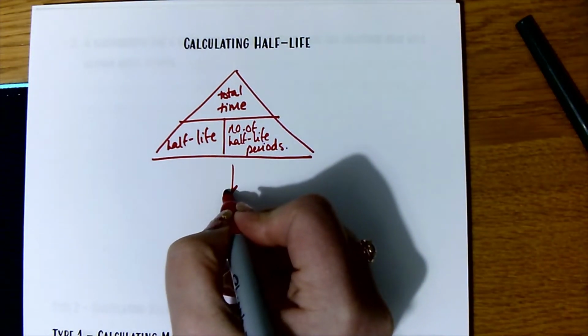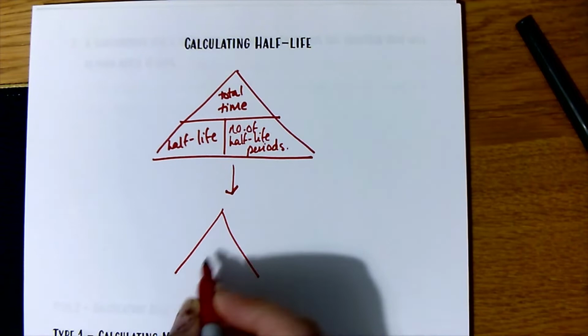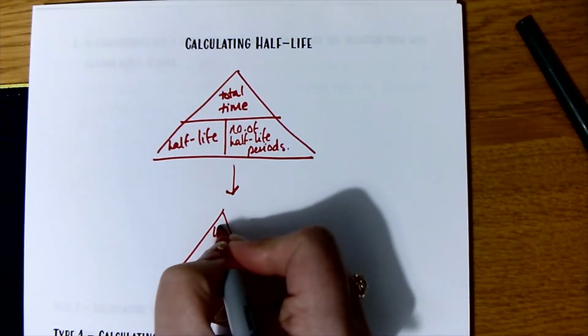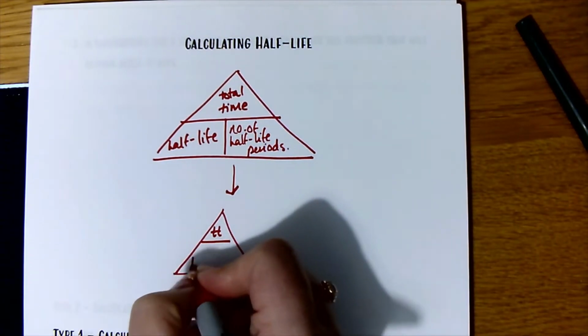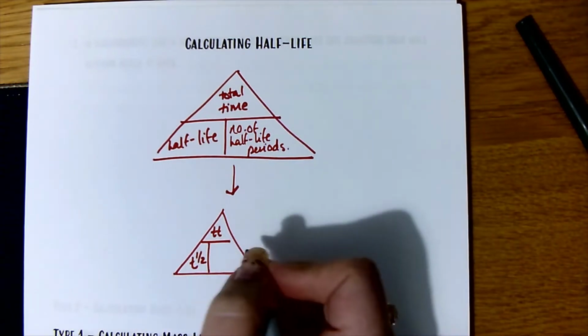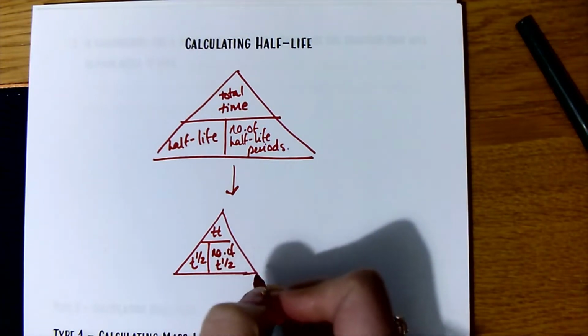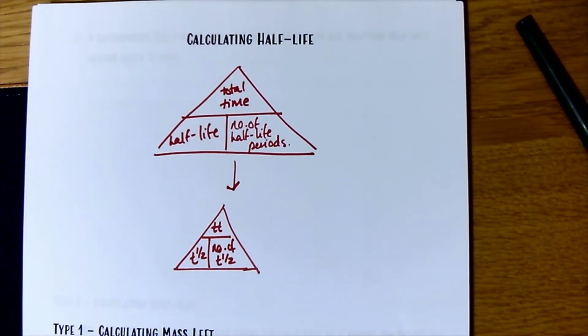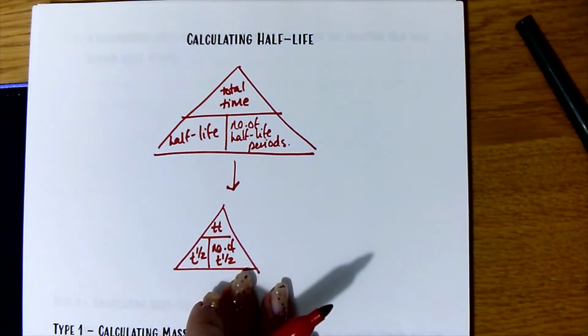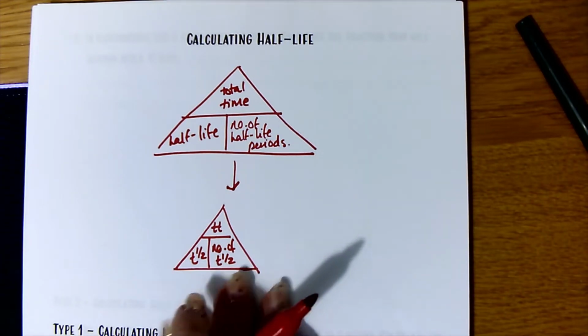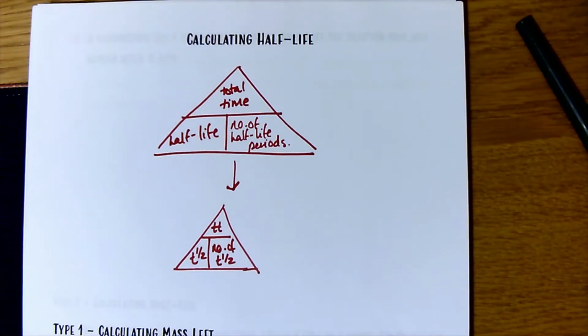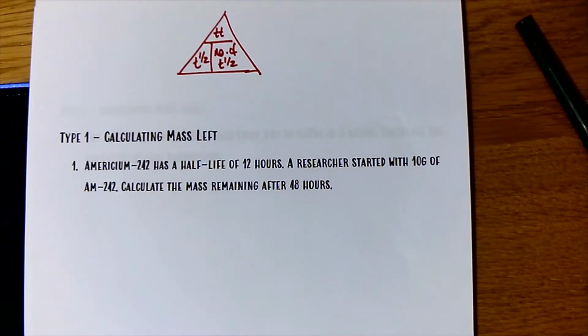To simplify this and make it much easier to remember, we can write it in this shorthand where total time becomes TT, half-life becomes T a half, and the number of half-lives just becomes number of T a half. Now there are multiple different ways that this triangle and these formulas can be used to calculate half-life, and we're going to look at 3 different ways today. Type 1. Calculating the mass left after decay has occurred.